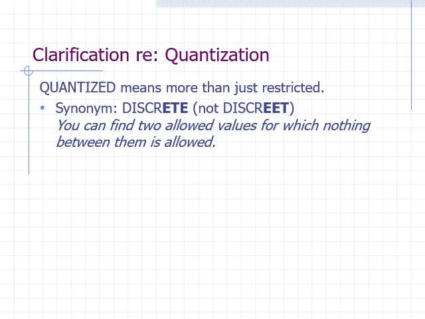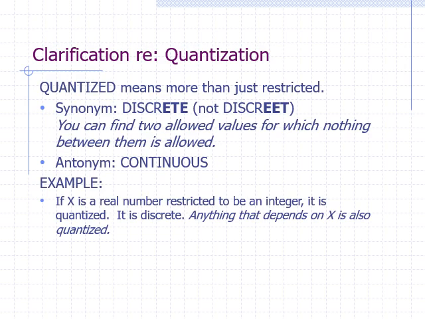The antonym is continuous. For example, if x is a real number that has to be an integer, it is quantized, it is discrete. A value of 5 is allowed and a value of 6 is also allowed, but anything between 5 and 6 is not allowed. Also note that if x is quantized, anything that depends on x must also be quantized.